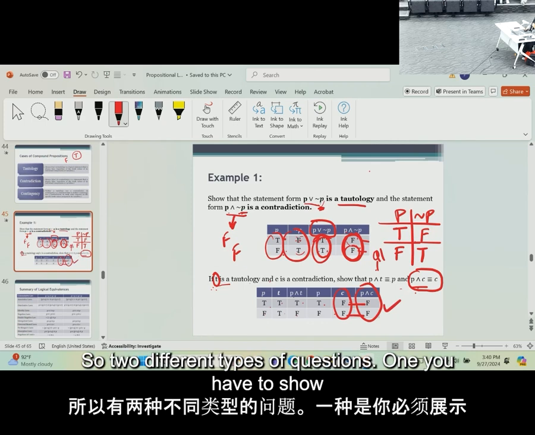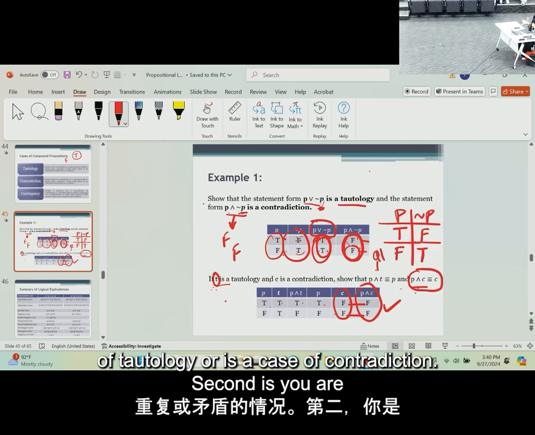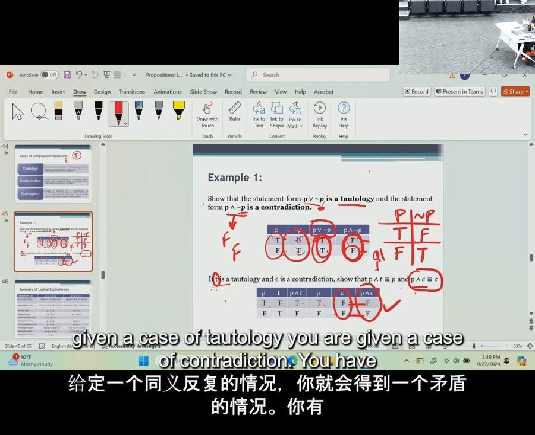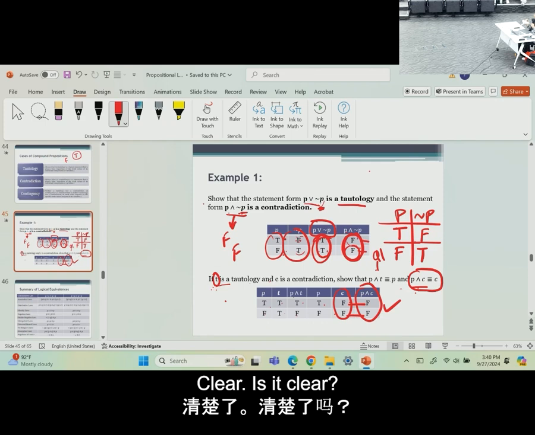So there are 2 different types of questions. One, you have to verify that what is given to you is a case of tautology or a case of contradiction. Second, you are given a case of tautology and a case of contradiction, and you have to draw the truth table and find out logical equivalence. Okay? Clear? Is it clear? Okay.